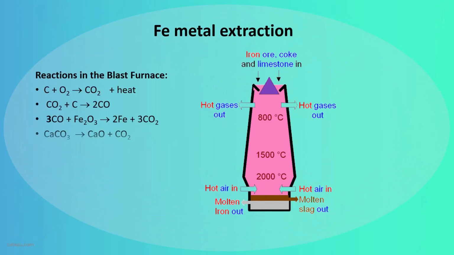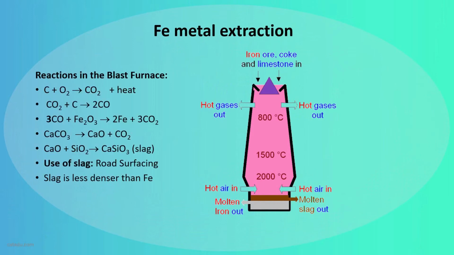In the first step, carbon dioxide is produced in an exothermic reaction. This carbon dioxide is passed through excess coke and makes carbon monoxide. This is the reducing agent. It reduces the hematite and makes molten iron and carbon dioxide, which is used again. Side by side, calcium carbonate is broken down to calcium oxide and carbon dioxide.